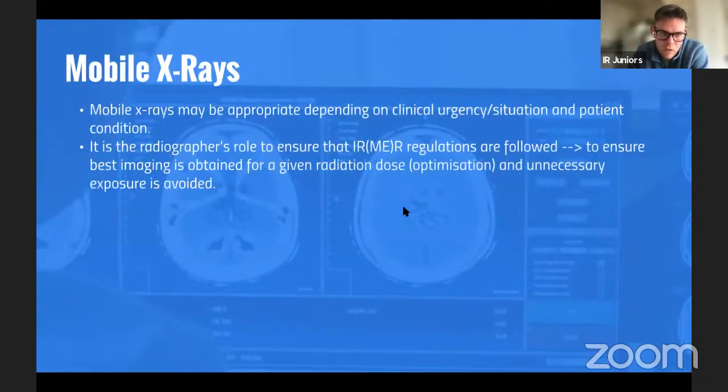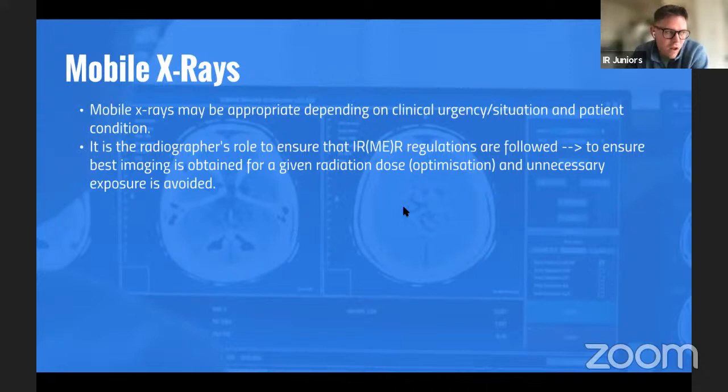Mobile x-rays. You may have seen, while on your shadowing blocks as medical students, that sometimes we need to get the radiographers to come up to the ward to do mobile chest x-rays in particular for patients. And there can be a little bit of a battle, and I've been on the other side of these telephone calls quite a bit, chatting with junior doctors who want chest x-rays done on the wards.